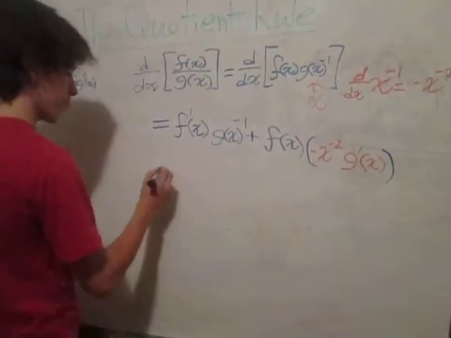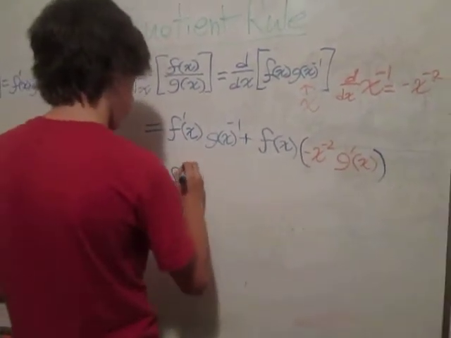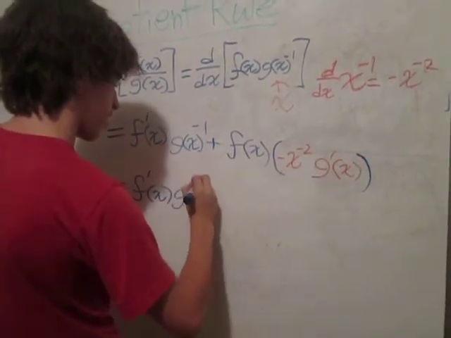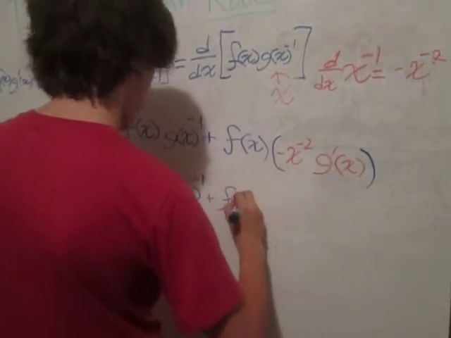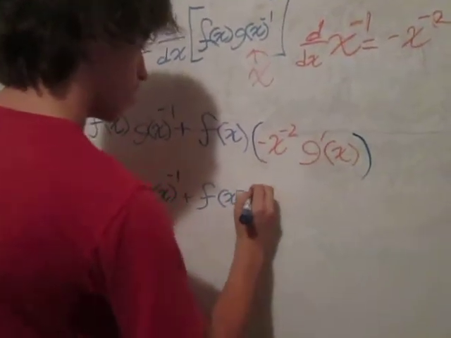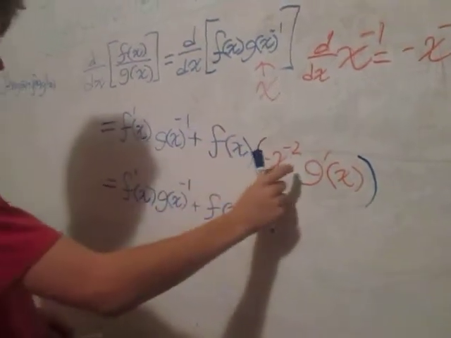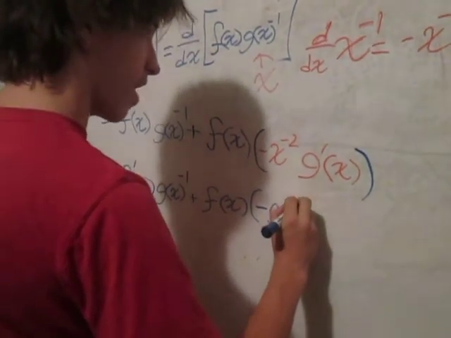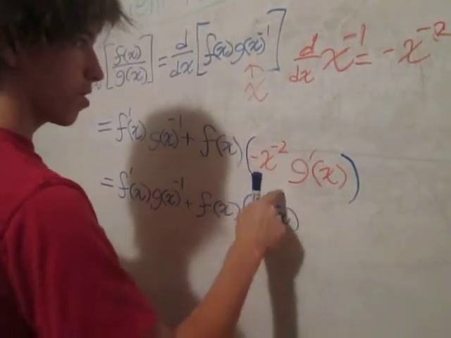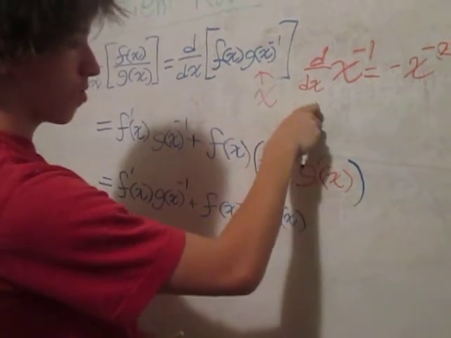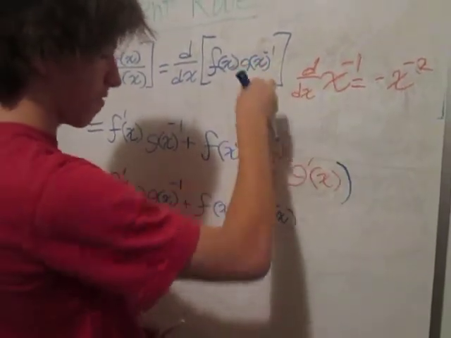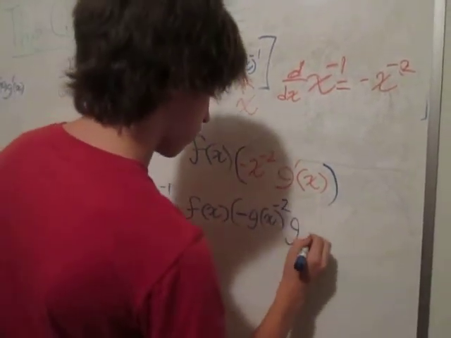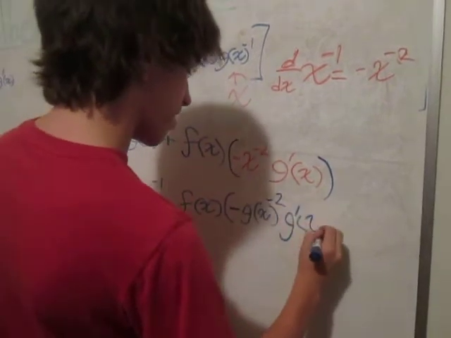Now, we simplify this more and plug our fake x back in. f of x, g of x to the negative first, plus f of x times negative... Now, this x is our inner function here. We're taking the derivative with respect to x of x to the negative first. So x is just g of x. And then that's multiplied times g prime of x.